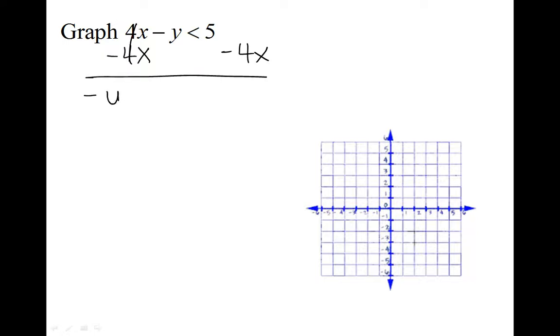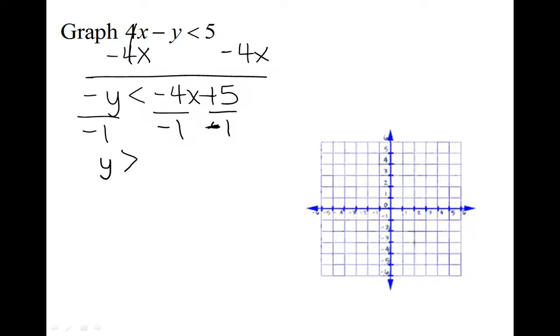So we have negative y less than negative 4x plus 5. Divide by negative 1, divide by negative 1, divide by negative 1. Be careful though, because remember when you divide by a negative when you're dealing with inequalities, in order to have a true statement, you're going to have to also flip that inequality sign. So we'll end up with y greater than. A negative divided by a negative here is 4x, and positive 5 divided by negative 1 is negative 5.